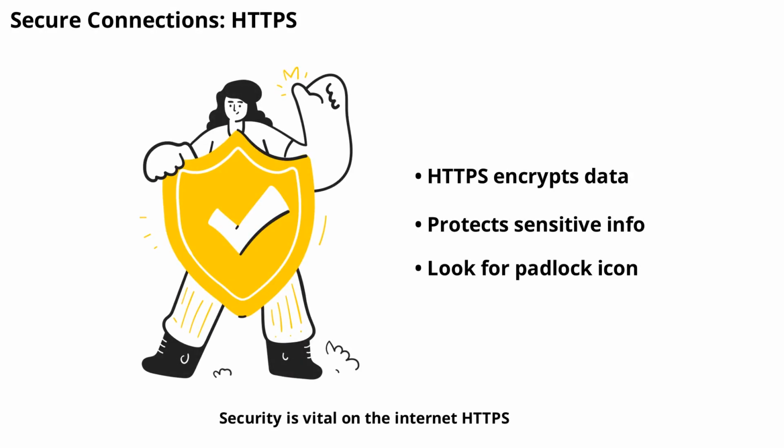Security is vital on the internet. HTTPS, or Hypertext Transfer Protocol Secure, encrypts data between your browser and the web server. This prevents hackers from intercepting sensitive information like passwords or credit card numbers. Always look for the padlock icon in your browser to ensure a secure connection.